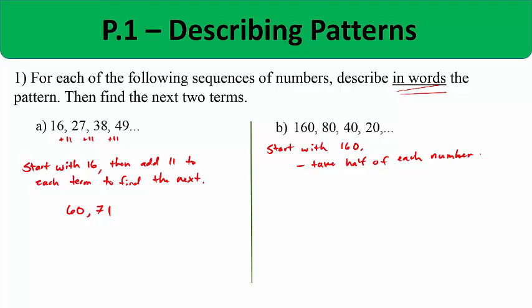Well, mathematically, what does it mean to take half? We could also use the words divide by 2. Or dividing by 2 is the same thing as multiplying by 1/2. So if we continue this pattern, half of 20 is 10, half of 10 is 5, and we could of course continue from there. We would just end up with fractions.